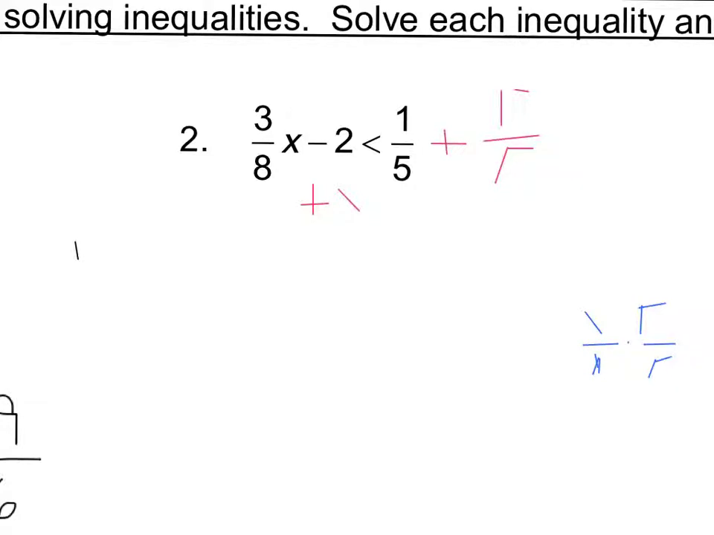Back to the equation. We have 3/8 x. The 2's cancel. We have 1/5 plus 10/5. So if we have one of them plus 10 of them, we get 11/5.